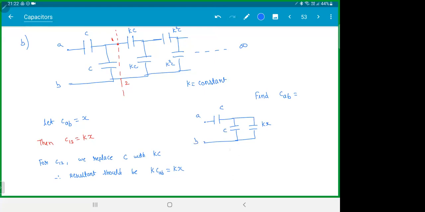What is the equivalent? C plus KX, those two are in parallel, so C times (C plus KX) divided by (C plus KX plus C) should be equal to X again. Check it out. You get a quadratic from here: C square plus KXC is equal to 2CX plus KX square. Solve from here, you get the X answer. I'll leave it to you. Please check.